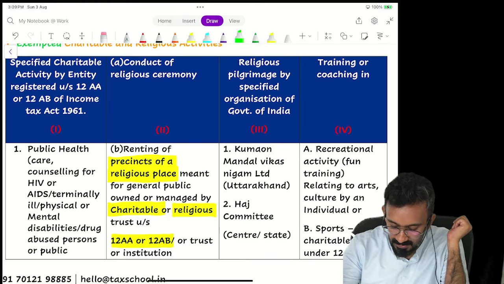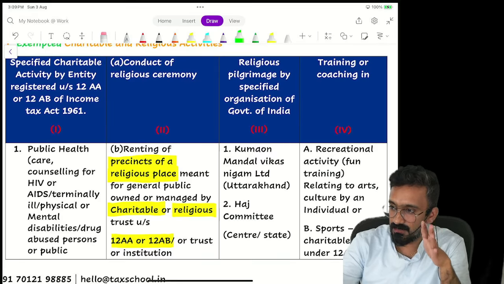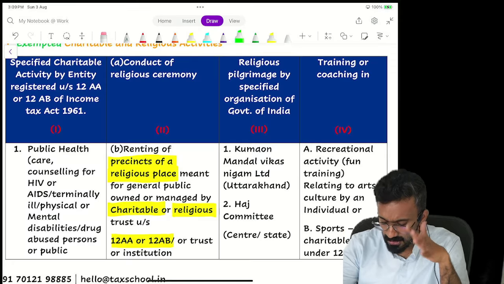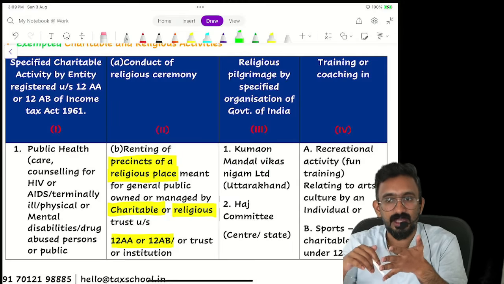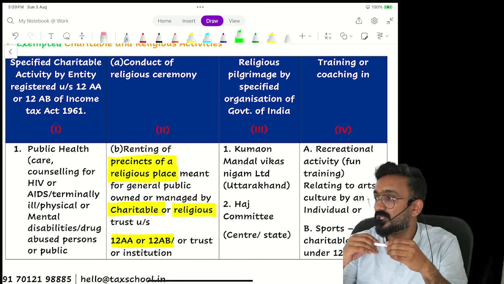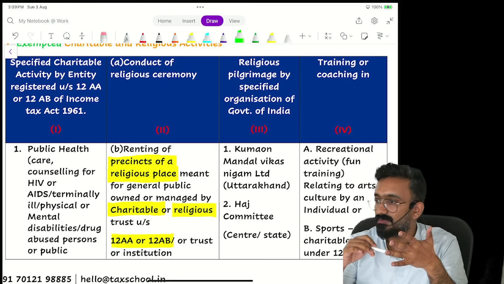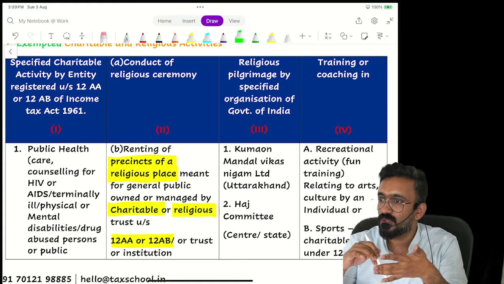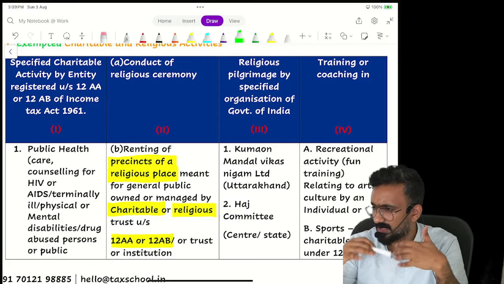What are the organizations that we have? Kumaon Mandal Vikas Nigam Limited, an Uttarakhand based government organization. Then the Hajj Committee, state or central Hajj Committee. Now there is the Hajj Umrah package, or in Hinduism something called Char Dham Yatra, with different places like Gangotri, Yamunotri, Badrinath, Kedarnath. Okay, they had something like that.